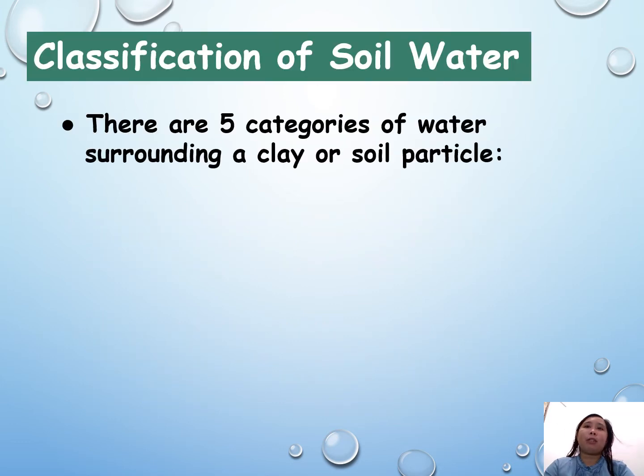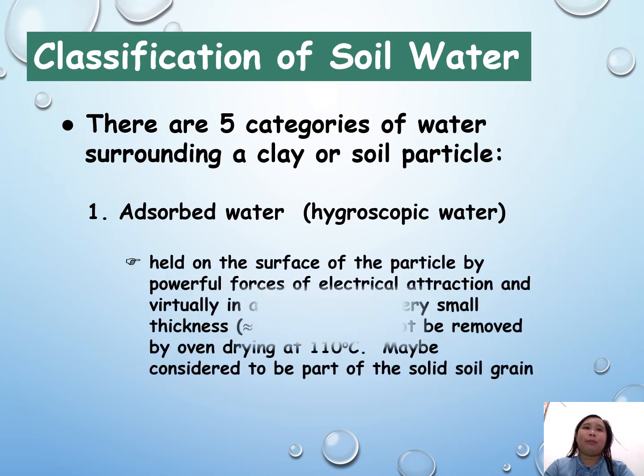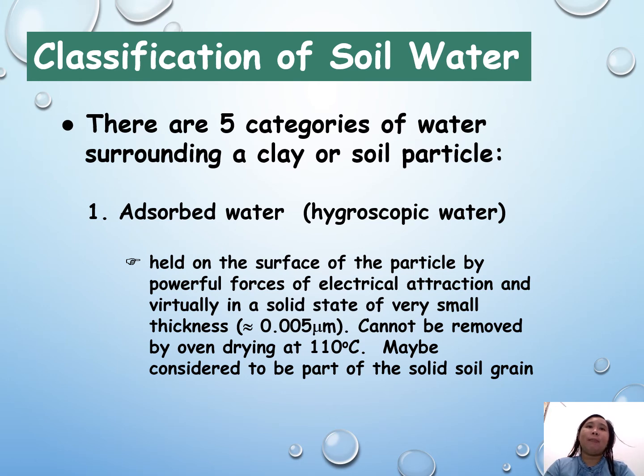There are five categories of water surrounding a clay or a soil particle, one of which is the adsorbed water, also known as the hygroscopic water. This water is held on the surface of the particle by powerful forces of electrical attraction and is virtually in a solid state of very small thickness. It cannot be removed by oven drying at 110 degrees Celsius and may be considered to be part of the solid soil.